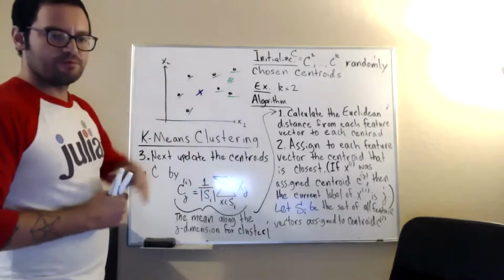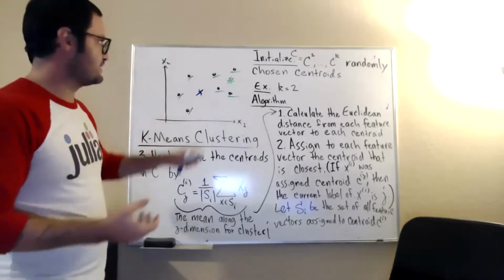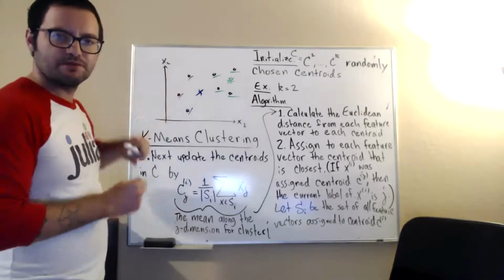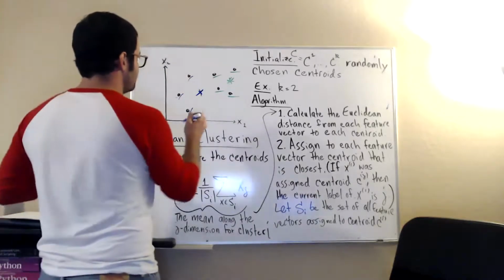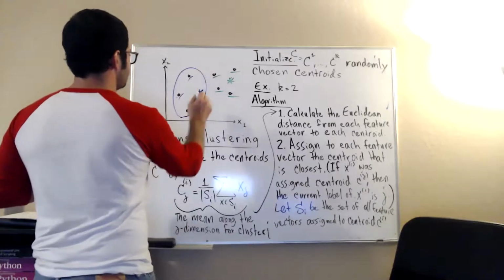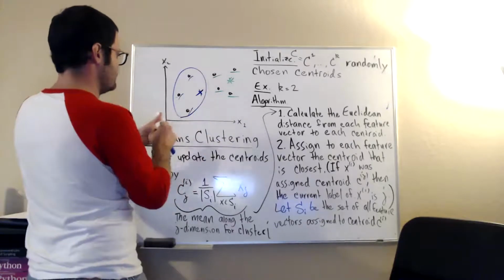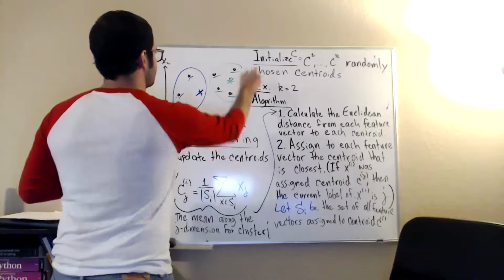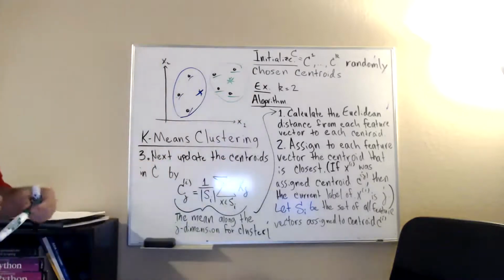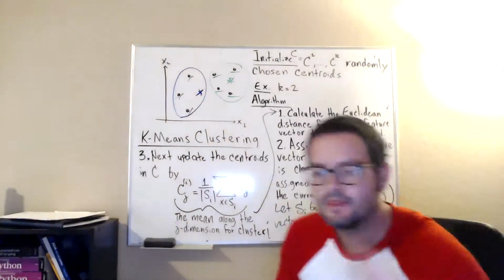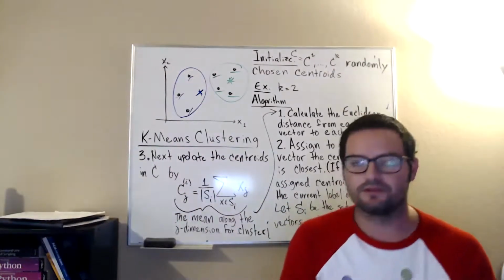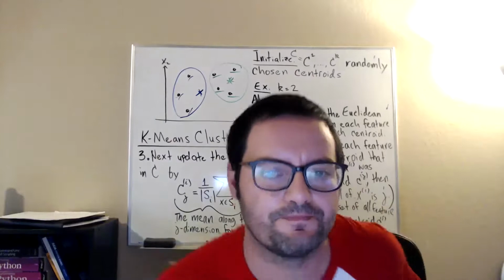And if we ever get to a point where our centroids stop moving, it means that we've kind of nestled into a cluster of points. And then at that point, we can say that these points here belong to cluster 1, and these points here belong to cluster 2. Okay? So now let's go ahead and look at what it's like to code this.